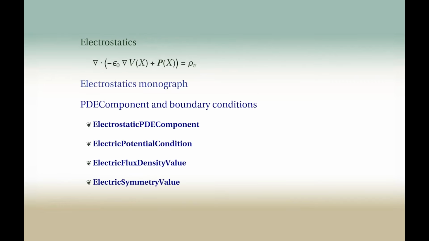Okay, electromagnetics. This is a completely new field of physics we've started to look at. So we started by adding an electrostatics monograph. We have PD component and boundary conditions. So the function is electrostatics PD component, electric potential condition, electric flux density value. These are the boundary conditions we provide. And this is basically the equation we solve for this electrostatic case.